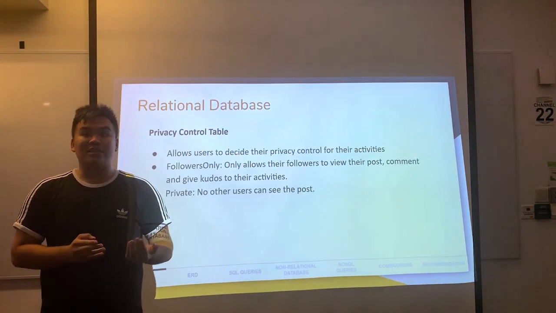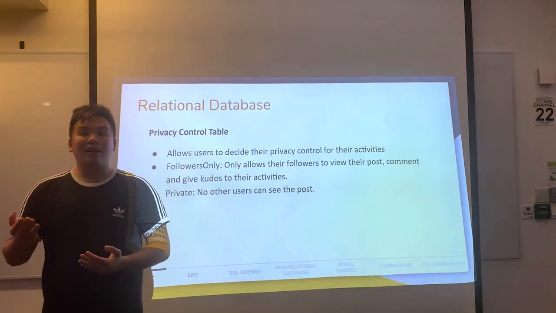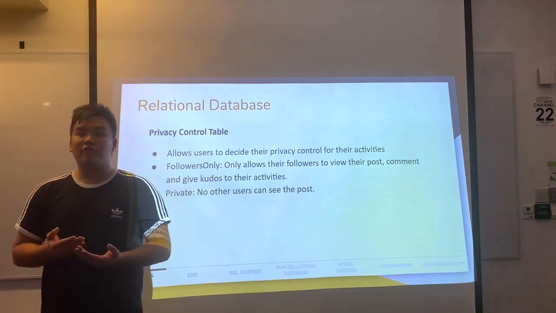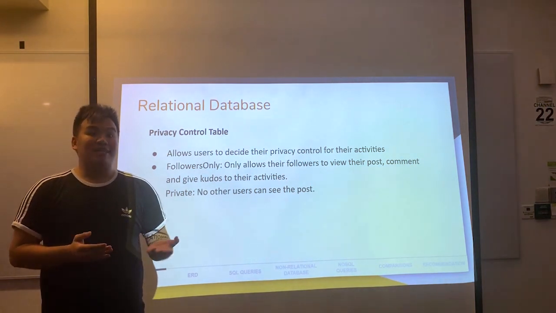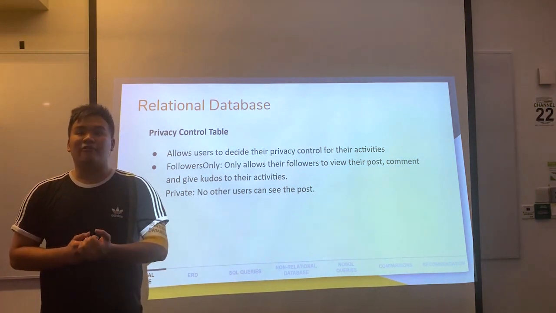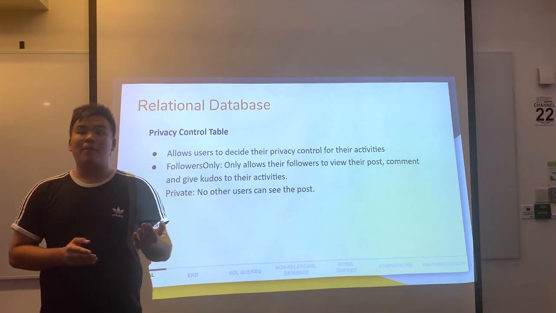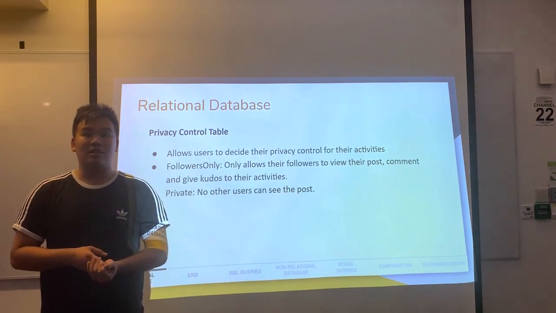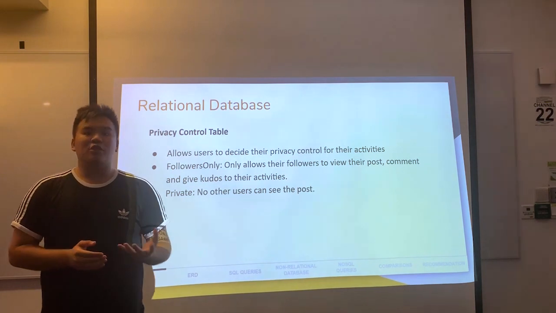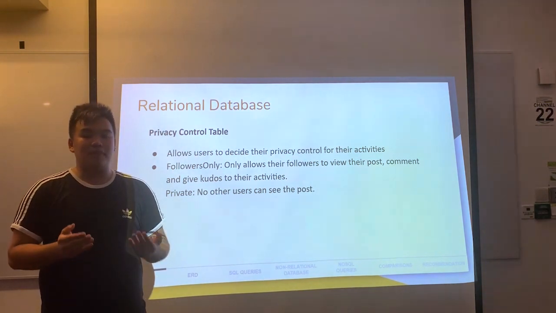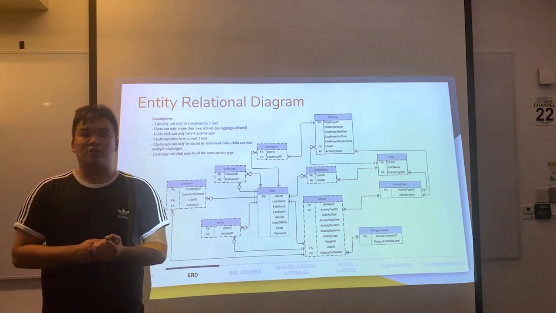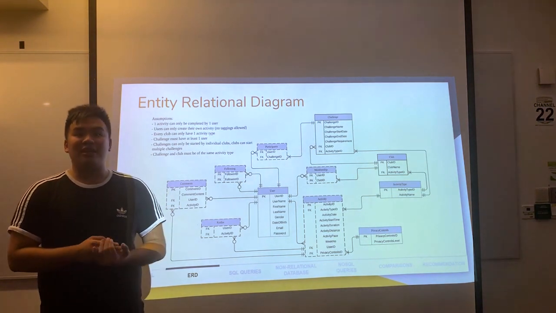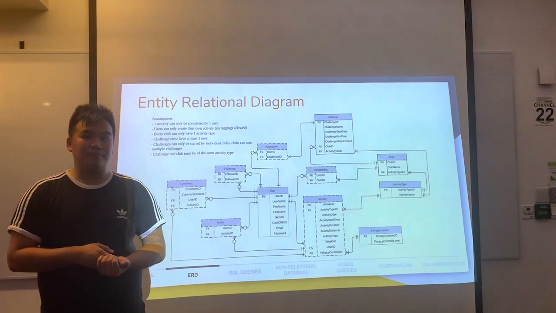Lastly, we added a privacy control table where users are allowed to decide their privacy control for their accounts. Users can choose between followers only, where they only allow the followers to view their posts, comment, and give kudos to their activities, or private only, so that no other users will be able to see their posts other than themselves. After all the changes made to the initial database, this is our final entity relational diagram.